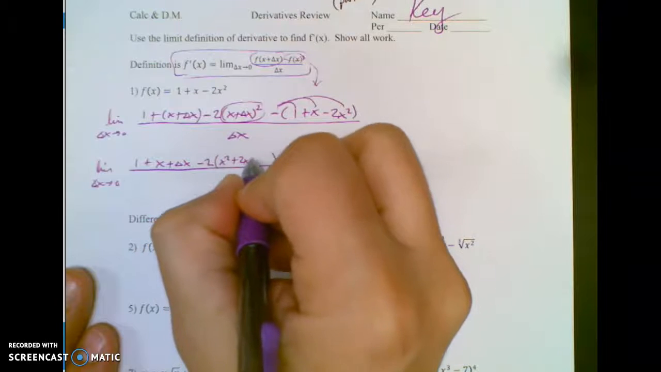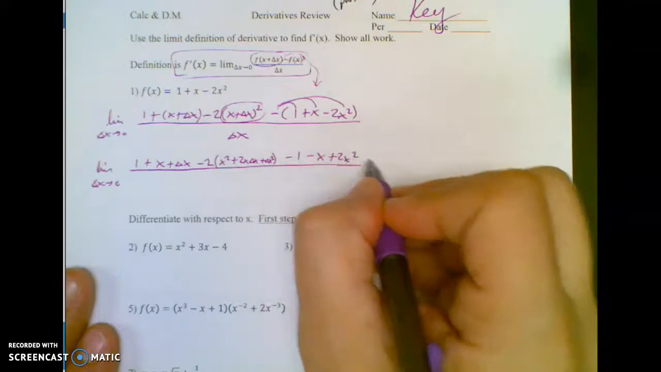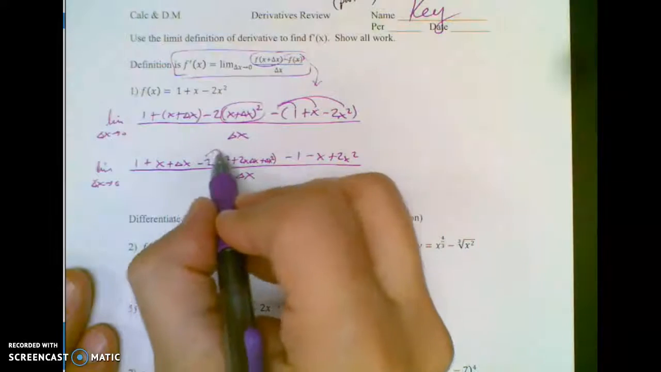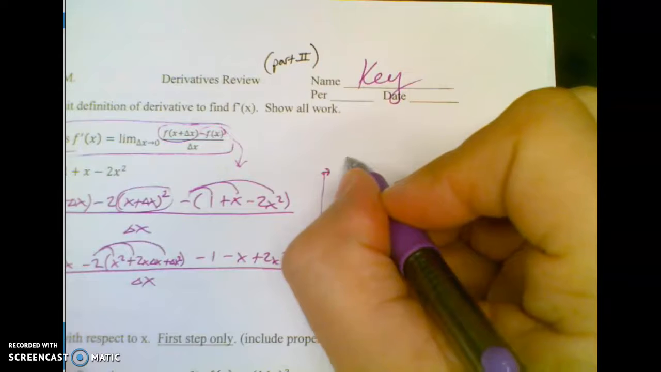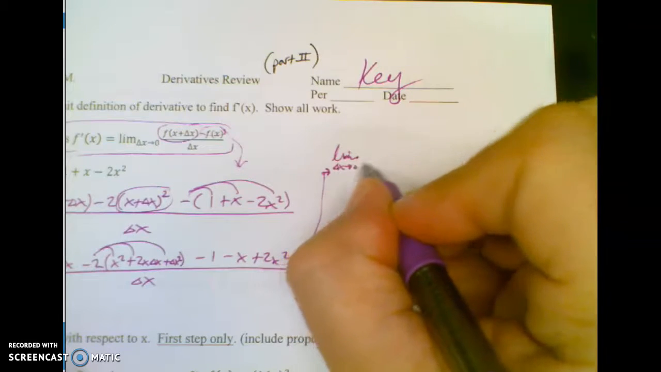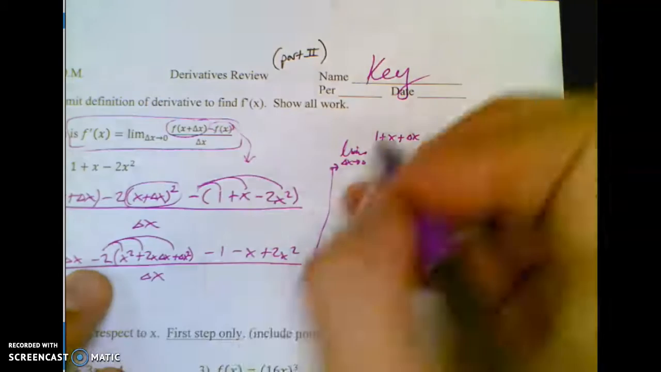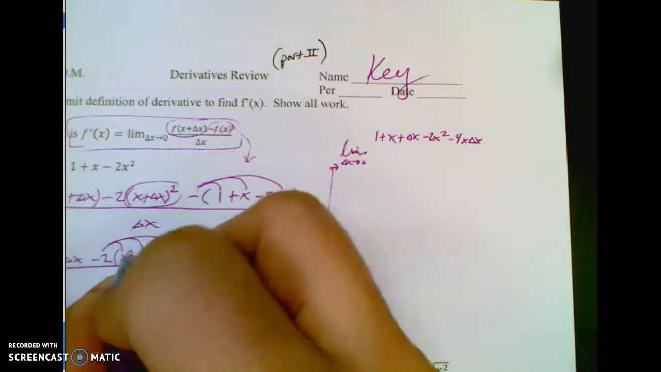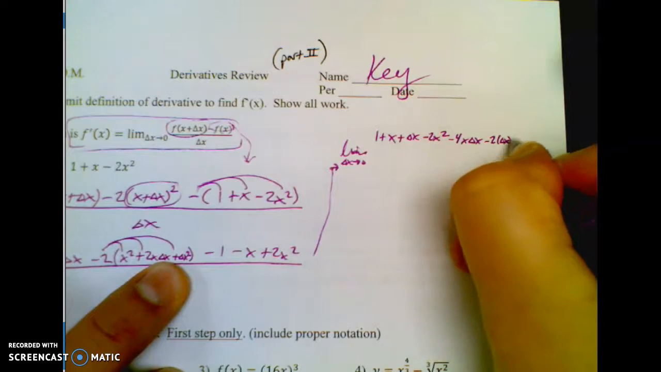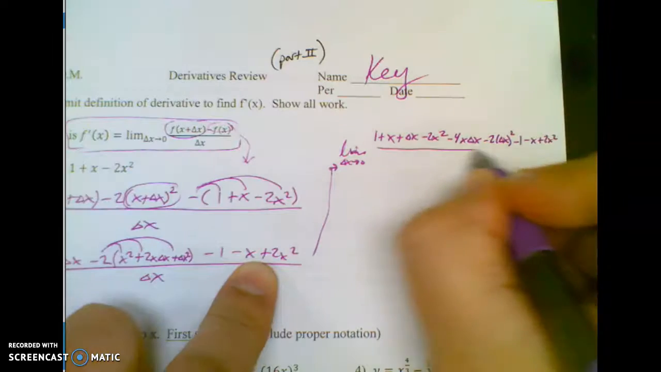Remember, it's x squared plus 2x delta x plus delta x squared. Then this is minus 1 minus x plus 2x squared. So we're almost there. Now I can take that negative 2 into each one of those, and then I will be right where I need to be. I'm going to write it up here because I'm running out of room over there. So a little arrow. We got limit as delta x approaches 0, and then we still have the 1 plus x plus delta x. Now we have minus 2x squared, minus 4x delta x, and minus 2 delta x squareds. And then I still have these, minus 1 minus x plus 2x squared, all over delta x.